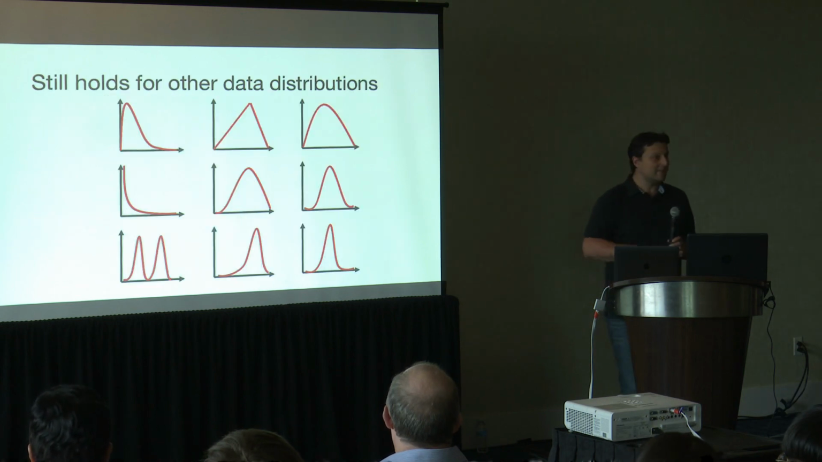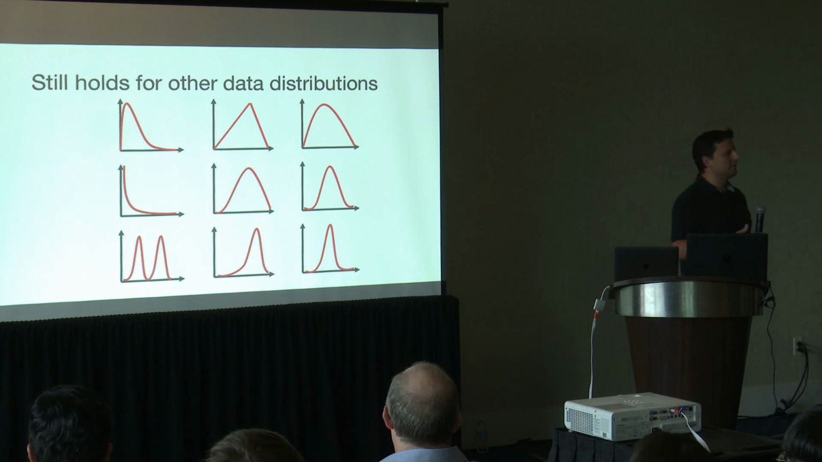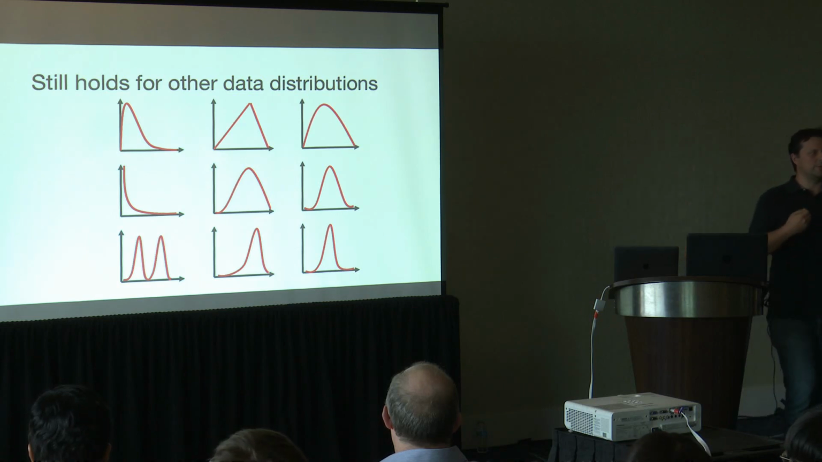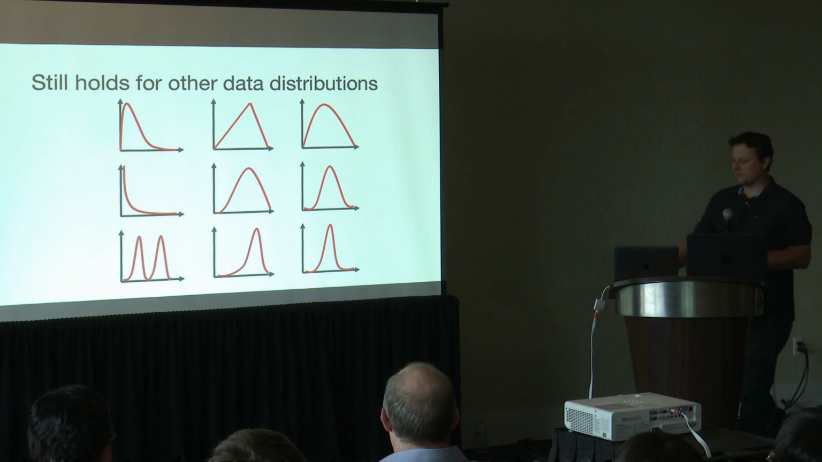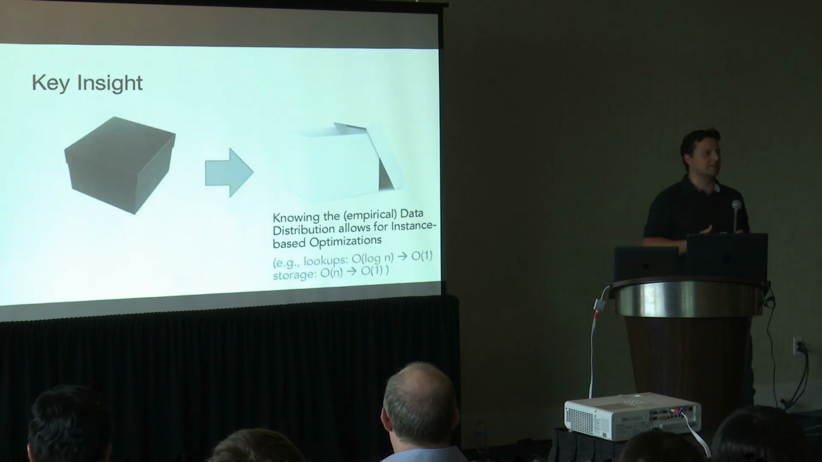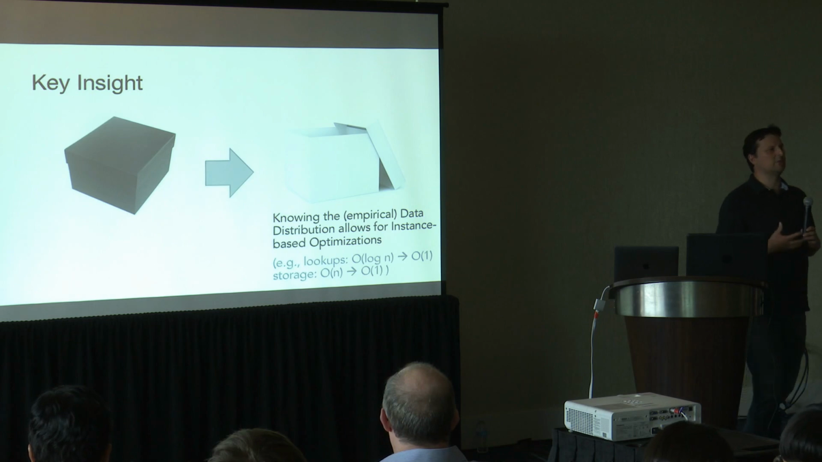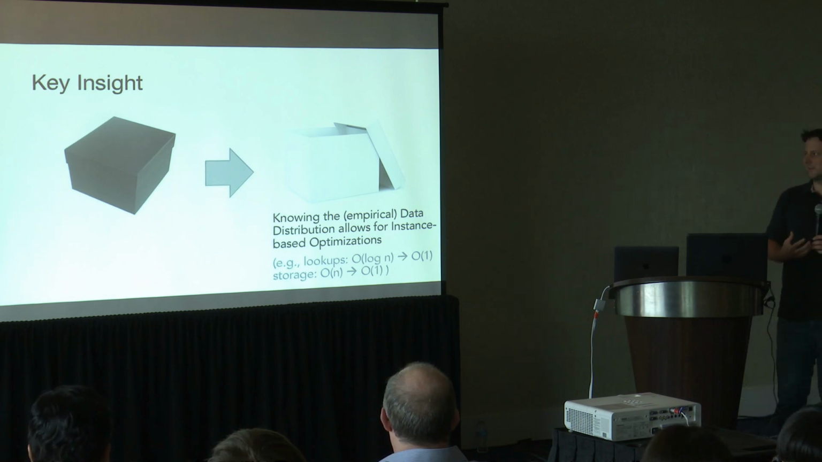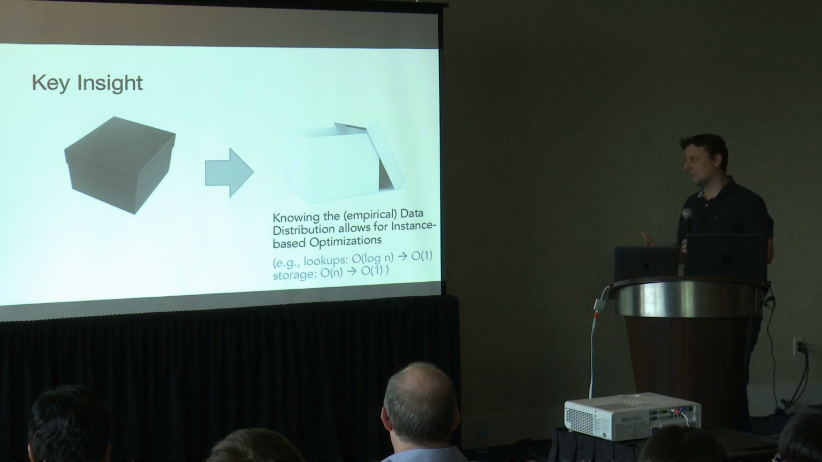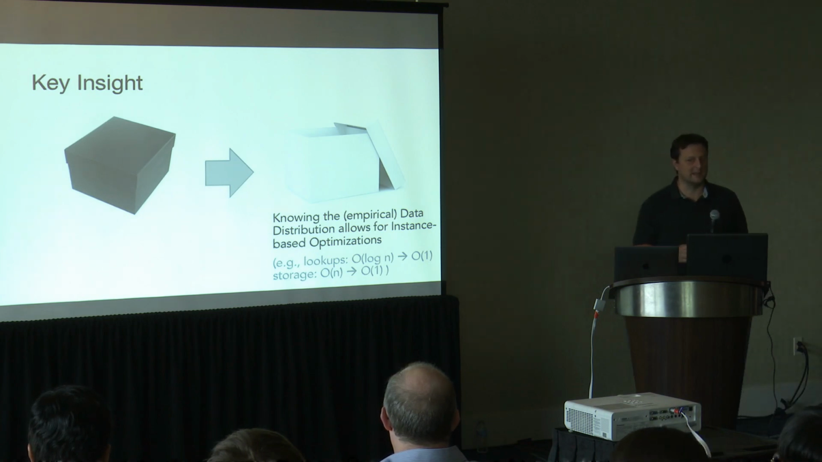This is also true for other data distributions and patterns. You can generalize it. As long as you find certain patterns in the data, there's a potential to take advantage of them. So essentially, we took the black box, where the data structure doesn't have any knowledge about the data it's indexing, and made it a white box. In certain scenarios, not in all of them, of course, we can get significant gains because we take advantage of how the data is actually structured.